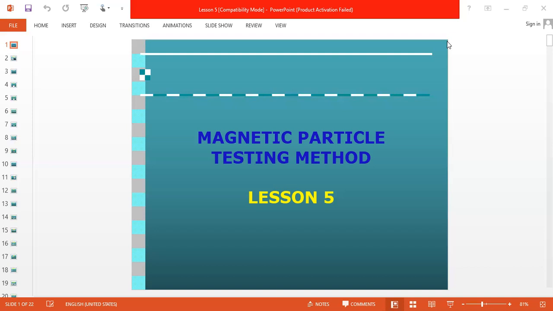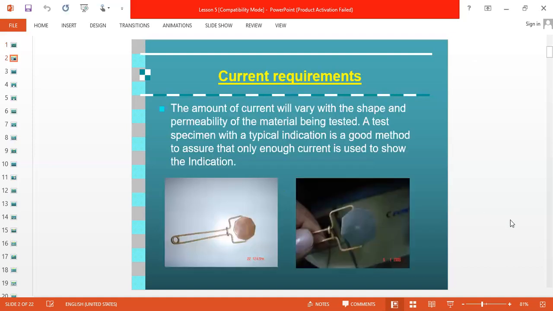Now today's lesson is magnetic field: how we generate a magnetic field with the help of current. The amount of current and type of current will affect the magnetic field. If your job size is bigger, then we should use higher current. There is one formula for that. We are going to see how that formula works, and how we can ensure whatever current we are giving is sufficient or not.